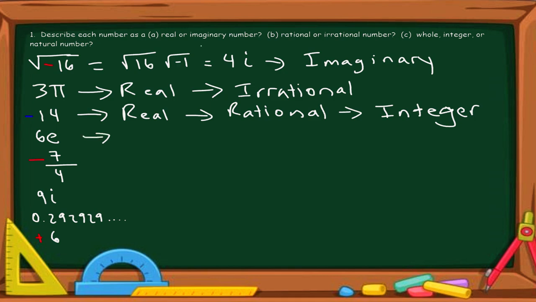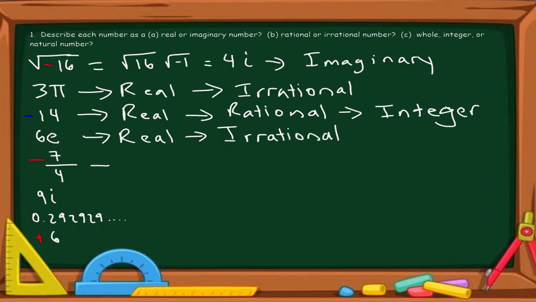Now, what about 6e? What would you say about that? Well, there's no i next to it, so it's not imaginary, it's real. We know the number e is a non-repeating, non-terminating decimal number, so automatically it's going to be irrational.